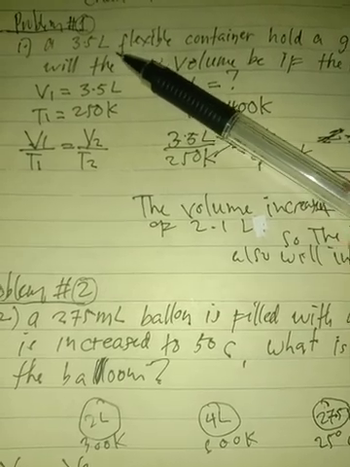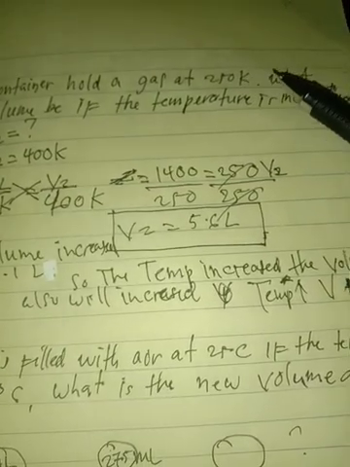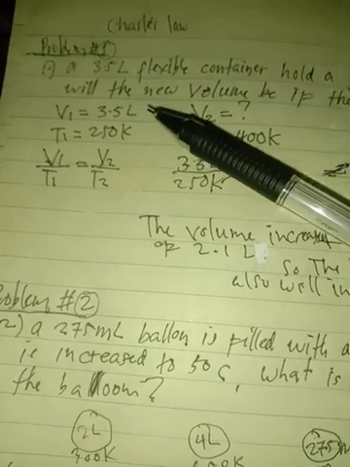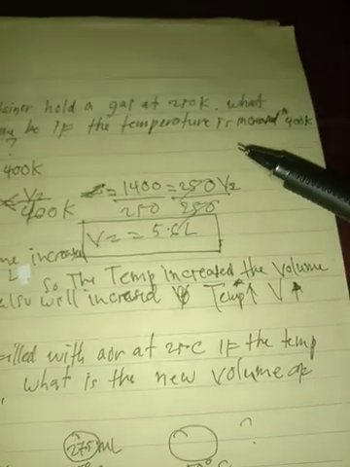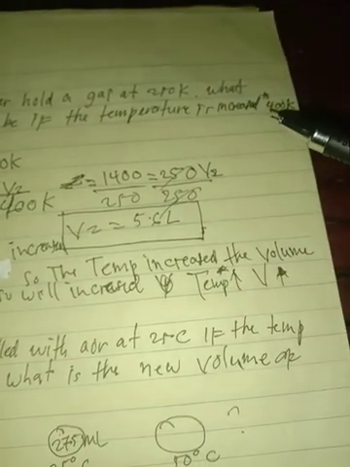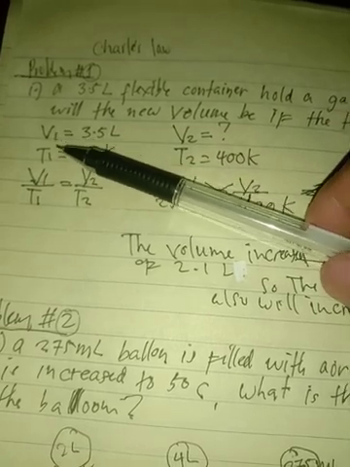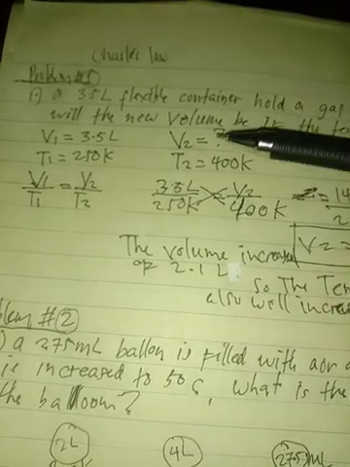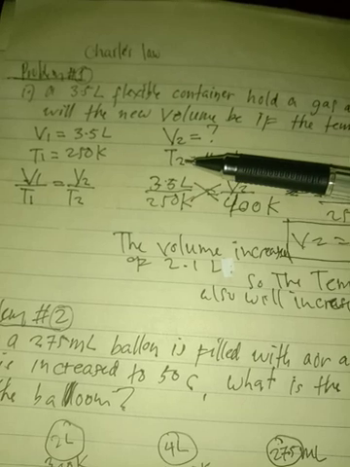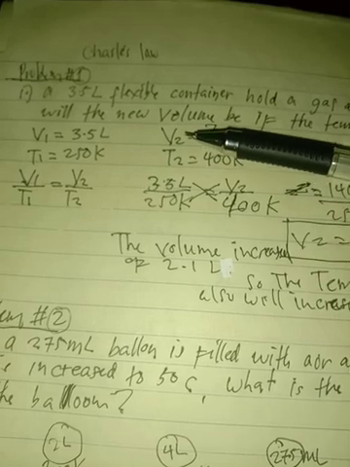a 3.5 liter flexible container holds a gas at 250 Kelvin. What will be the new volume if the temperature is increased to 400 Kelvin? So here we are going to find the first volume, first temperature, and second temperature, because our second volume is unknown.